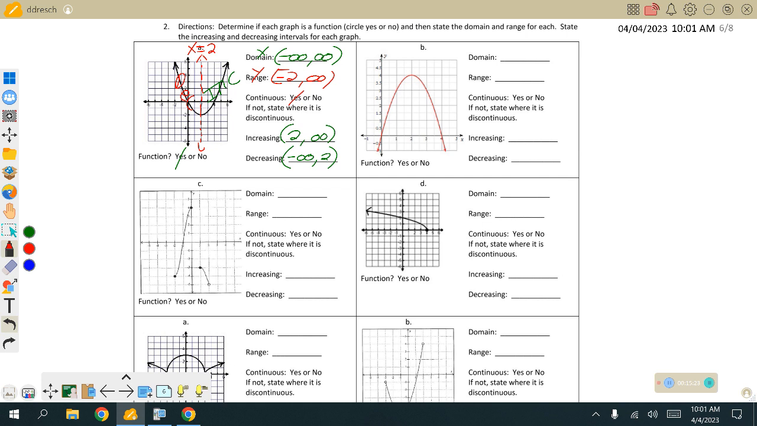All right. Function, yes, no? Okay, domain. Is the domain the same as the previous one or not? Is the range the same as the previous one? Yes, no? Definitely not. Okay, bottoms up, people. All right, on that range, do I have a floor here?